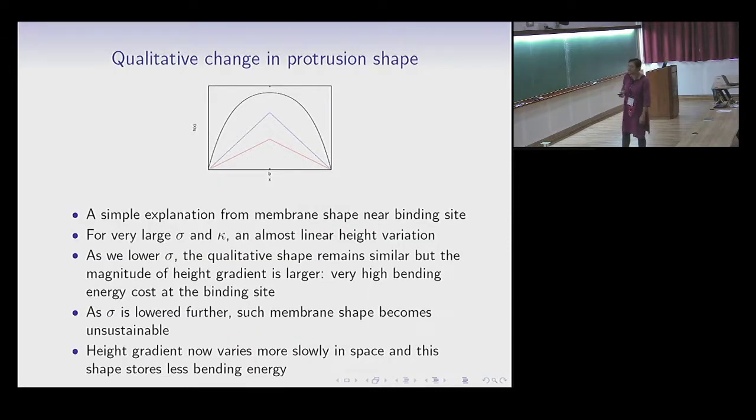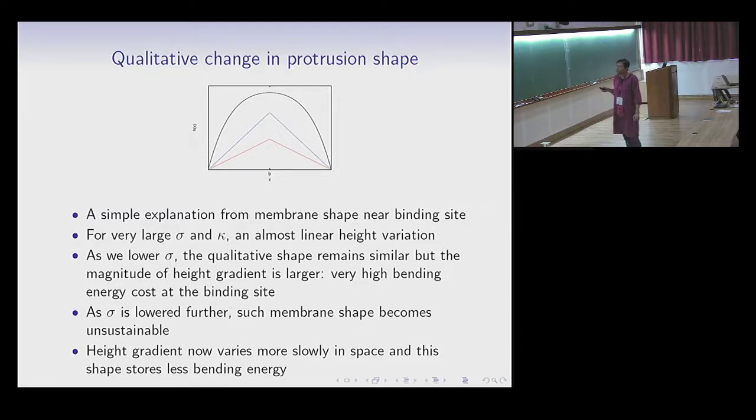This is a schematic diagram. Just imagine a membrane, in the range when sigma and kappa both are large. The membrane tries to stay as flat as possible because any height gradients are very costly. Now you are pushing the membrane at one point. So what you would expect is that the height will be slightly larger than the neighboring points at the forcing point, but the height would vary very slowly here and you can almost neglect the higher order derivatives of height. So the membrane profile can be approximated as looking almost linear, okay?